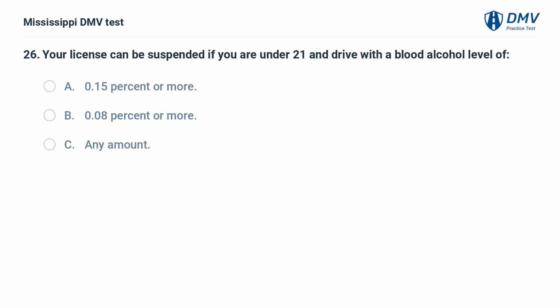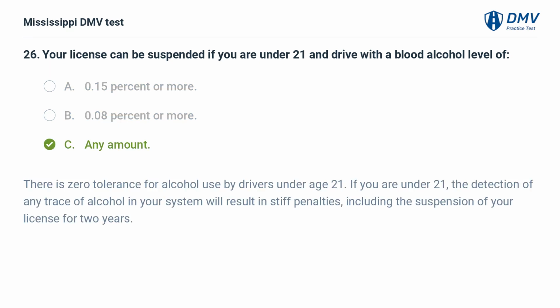Your license can be suspended if you are under 21 and drive with a blood alcohol level of A. 0.15% or more. B. 0.08% or more. C. Any amount. There is zero tolerance for alcohol use by drivers under age 21. If you are under 21, the detection of any trace of alcohol in your system will result in stiff penalties, including the suspension of your license for 2 years.